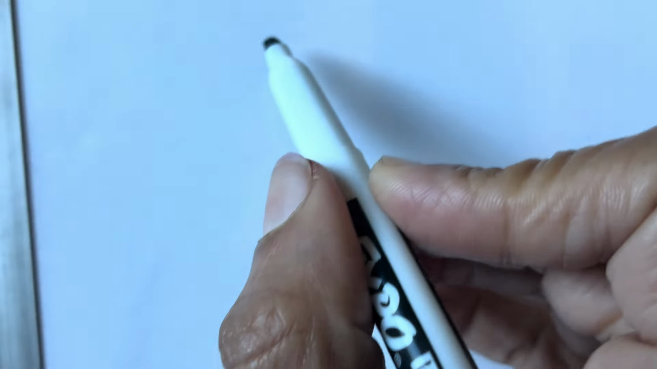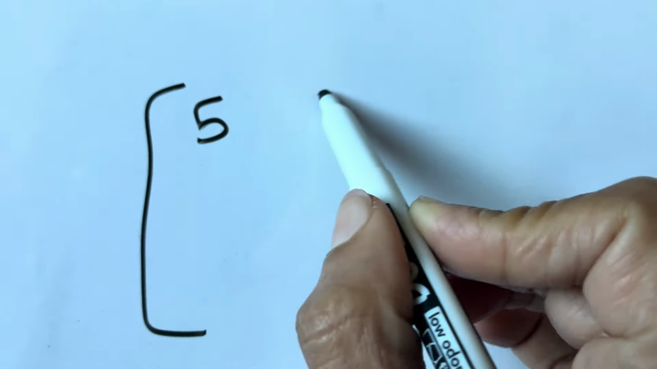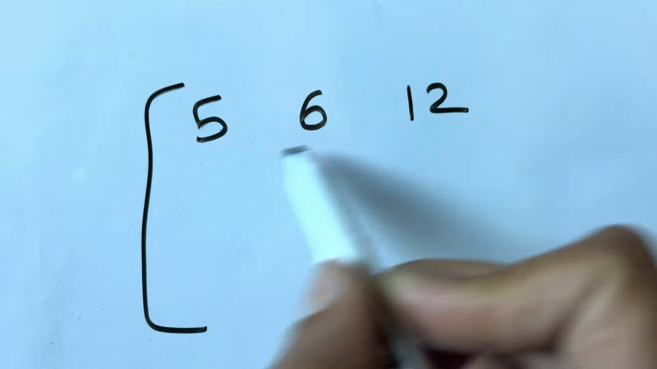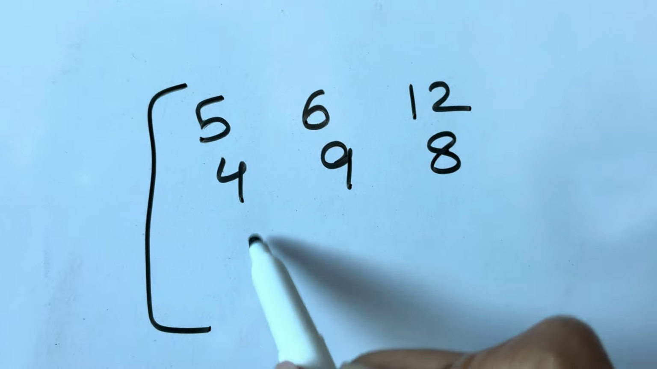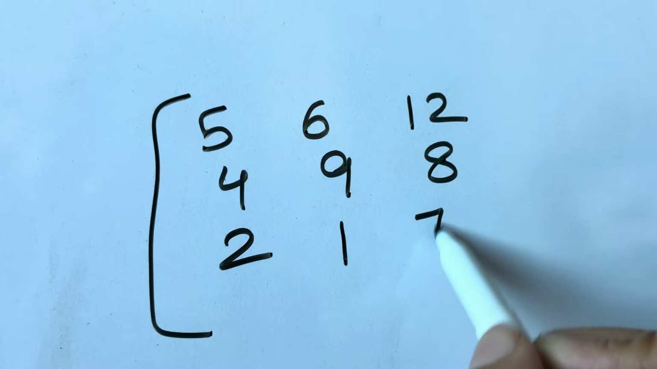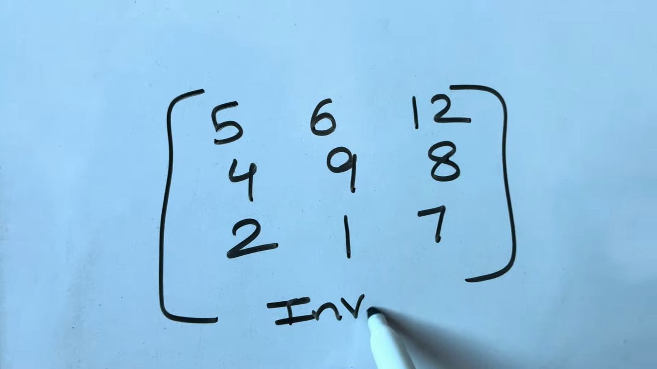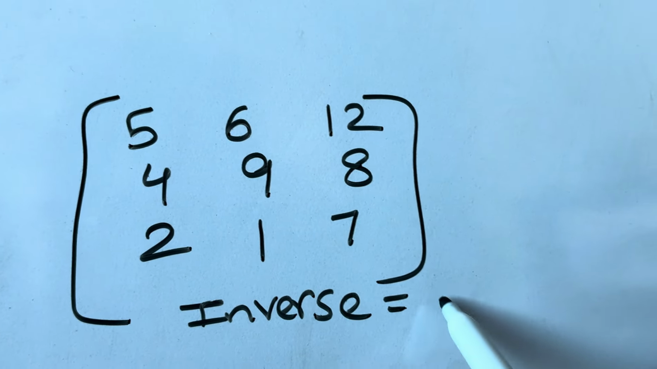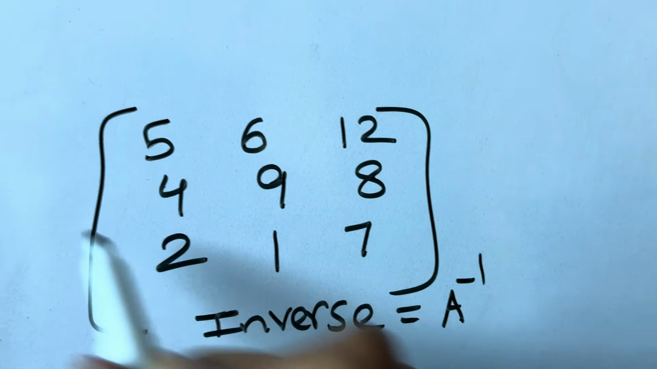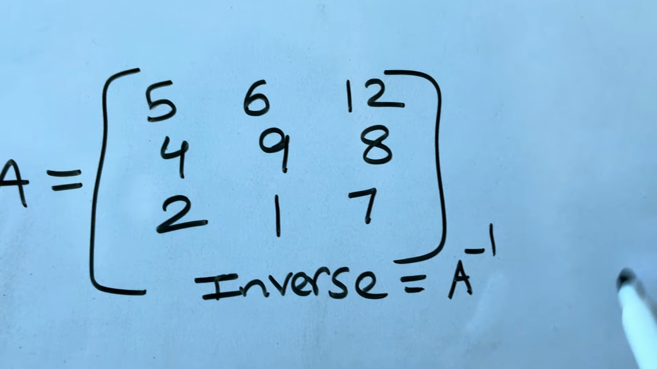The topic for today is taking a 3 by 3 matrix, and I'm going to show you how to find the inverse of that matrix. The matrix is 5, 6, 12, 4, 9, 8, 2, 1, 7. For finding the inverse of a given matrix, let's indicate this matrix as A, and A inverse is written as A to the power minus 1.